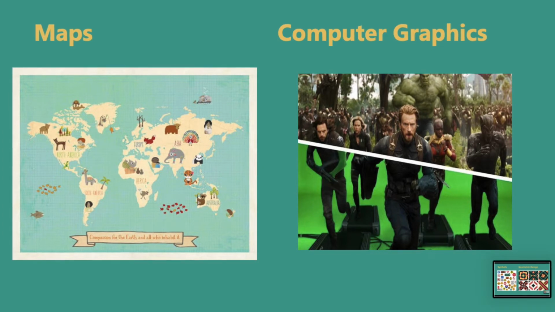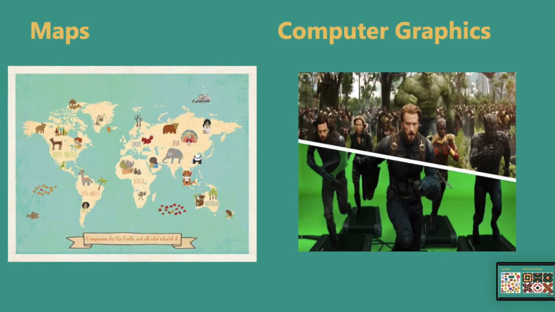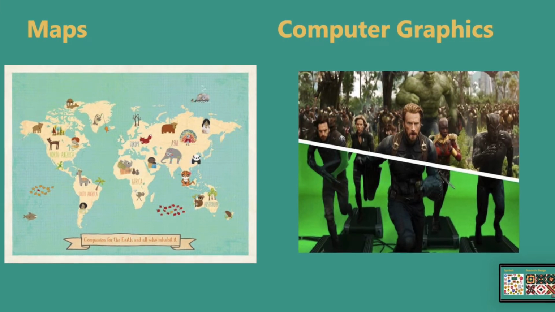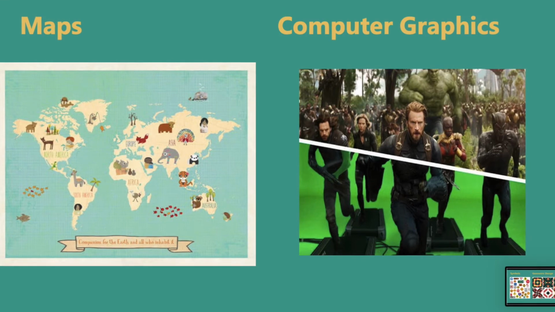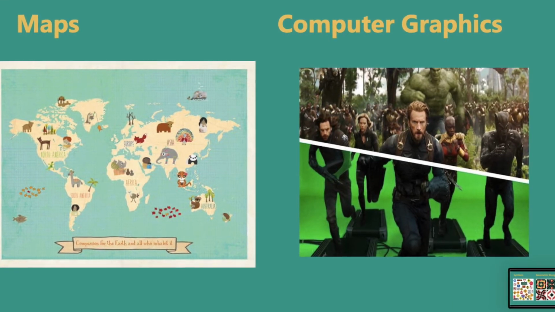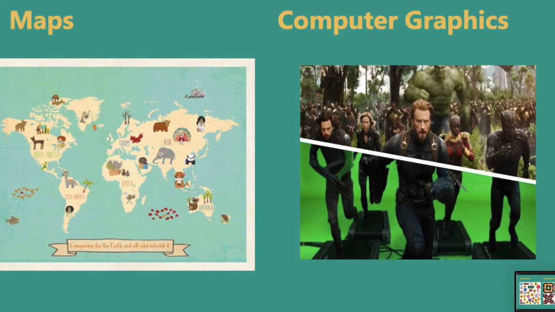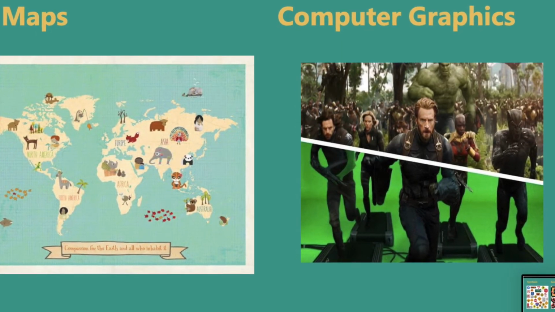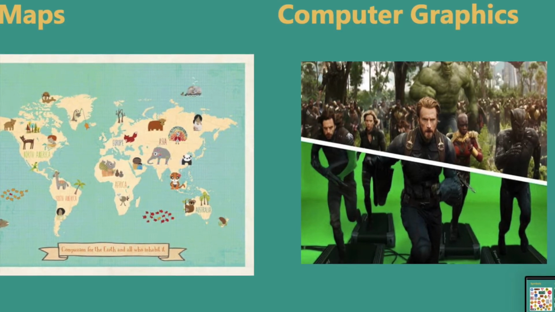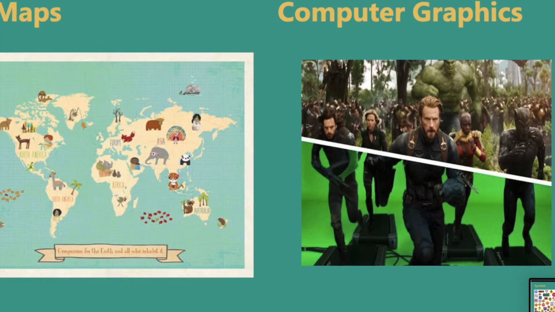So let's now move on to another example of graphics, which is the map. We've all seen a map. We use a map when we want to locate something or look for directions. So next we have computer graphics or CGI. CGIs are now mostly used by films because it is very cost effective.